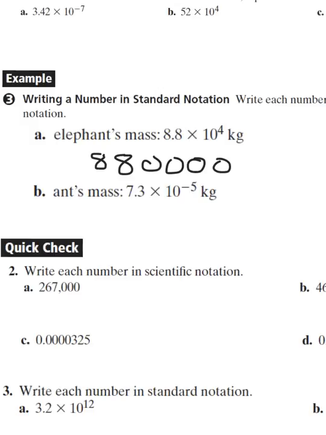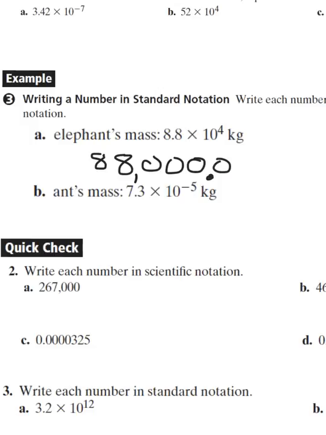So we know that's a big number because we've got a positive exponent. So we need to move this decimal 4 spaces. So remember, here's the decimal in scientific notation. We need to move our decimal place 4 spaces to make this number look big. 1, 2, 3, 4. So we are going to place our decimal place right there, and we get 88,000.